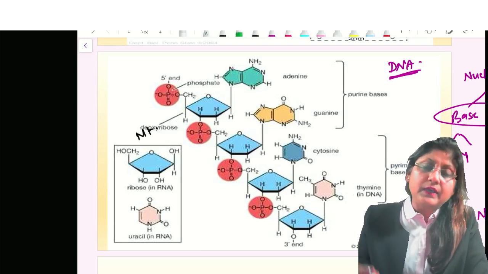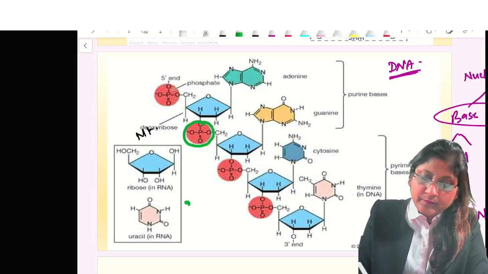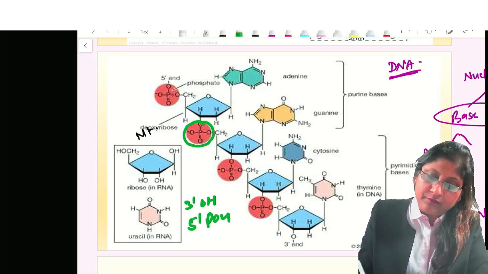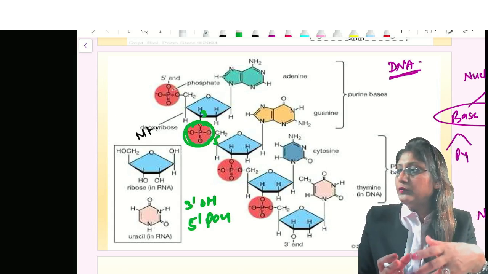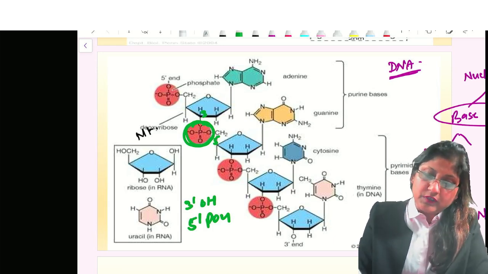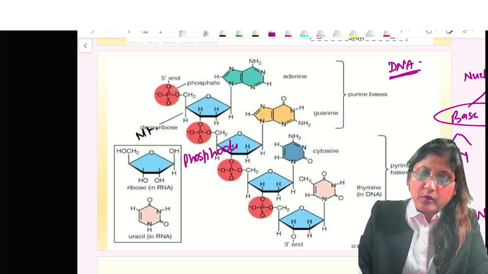Now the question is how they are connected. You can see this is the bond. Bond formed between the third hydroxyl of the existing or initial nucleotide and the fifth phosphate of the next nucleotide. This is the third hydroxyl and this is the fifth phosphate, right? It's the interaction between these two which is going to create an esterification, and this bond which is produced is actually going to link the nucleotides together. And this bond is called the phosphodiester bond.